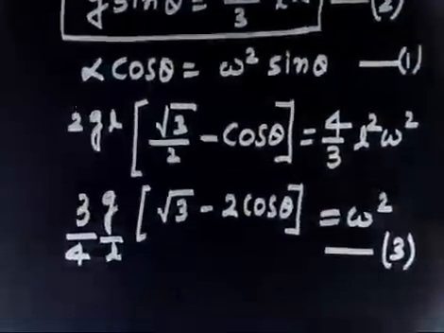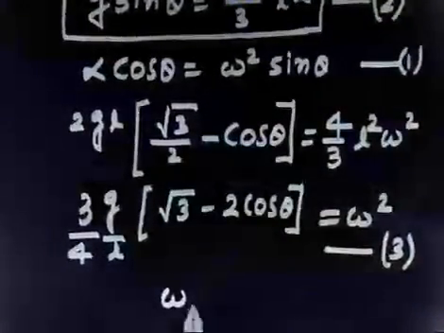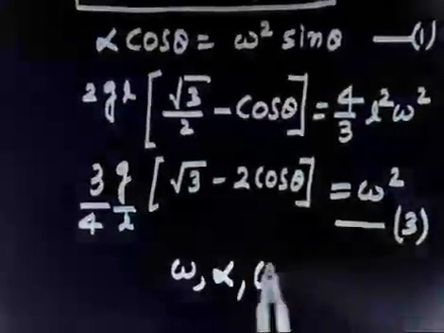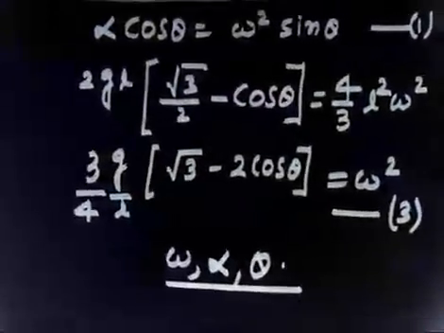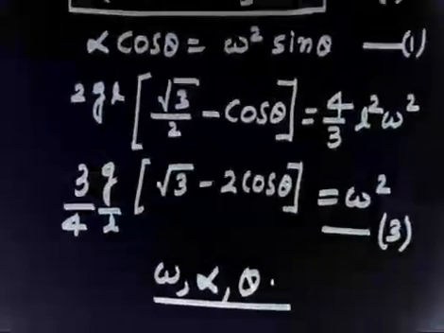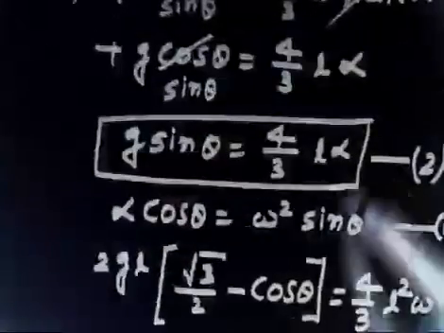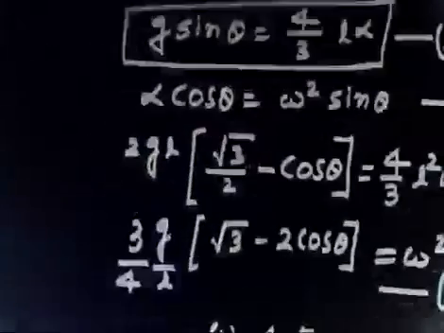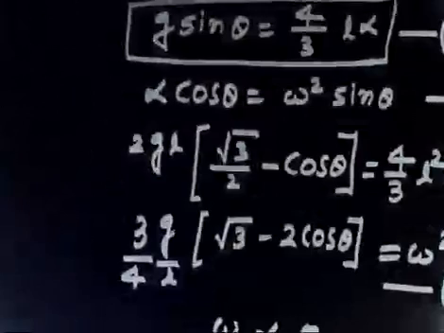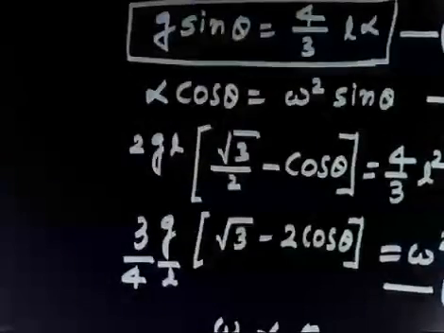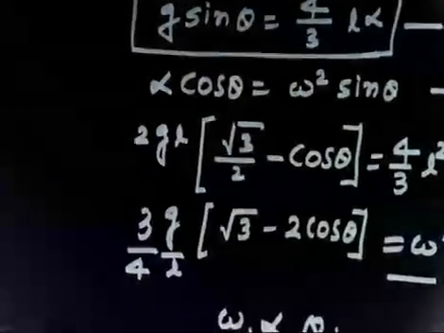So now we have 3 equations, and what are unknown? We have omega unknown, alpha unknown, and theta unknown. Using these 3 equations we can solve for omega, alpha, and theta. This question asks what is theta. So how to solve for theta? Let us equate these two.